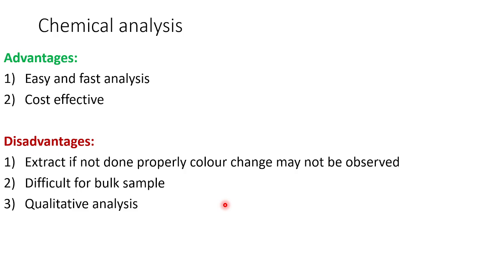Another disadvantage is that for a small amount of sample it is okay, but if the sample amount is very high, then it is difficult to perform the chemical analysis. Also, in most cases it is only a qualitative type of analysis. You are just confirming what the different chemicals or functional groups are and what type of rubber, but you cannot do quantitative analysis. So these are the three main disadvantages associated with the chemical analysis technique.